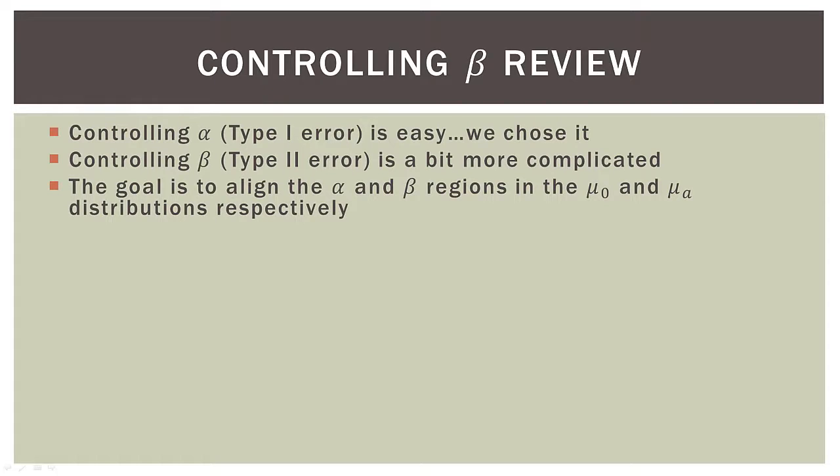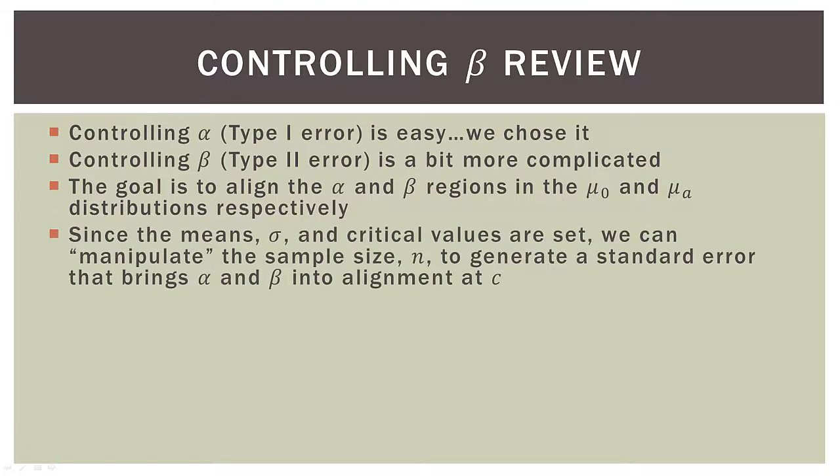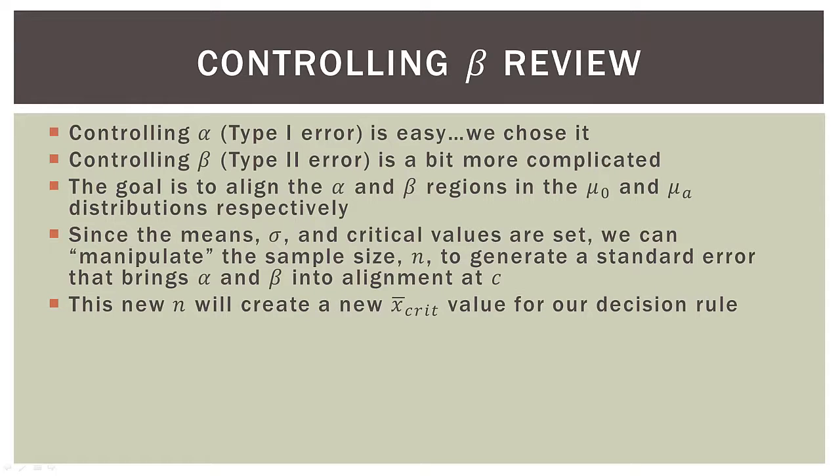Remember, the goal is to align the alpha and the beta regions in the hypothesized population mean and the alternative population mean, so their distributions. Now, since the means, sigma, and the critical values are set within the problem, we can then manipulate the sample size to generate a standard error that brings the alpha and the beta regions into alignment at that vertical point C. Now, this new sample size N will create a new mean critical value for our decision rule.